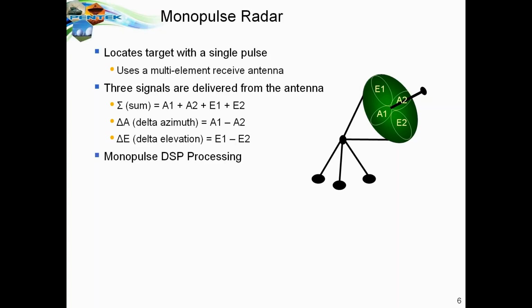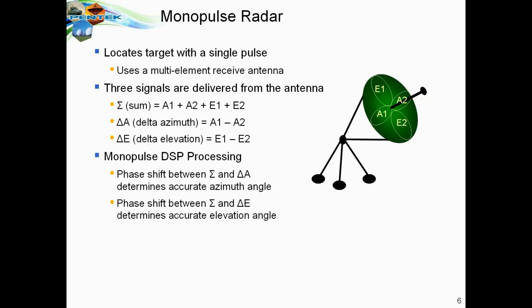Those three signals go down to a signal processing engine that calculates the phase shift between the main sigma or sum signal and the delta A signal.